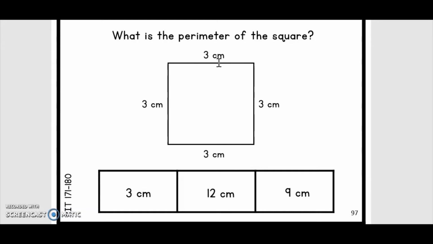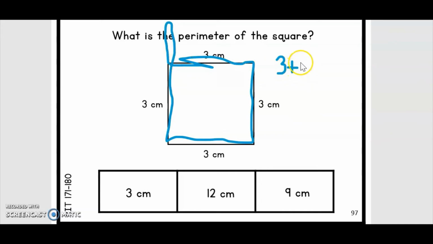Wonderful job. All right, so in order to find the perimeter, we go all the way around. So I'm going to go this way, and this way, and this way, and this way. Ooh, went way too far. Sorry. All right, so we have this side plus 3. What's another one? Plus 3. Sorry, guys, it got a little messy. And I'll put another plus 3 over here. So we have 3 plus 3 plus 3 plus 3. That's our addition sentence.